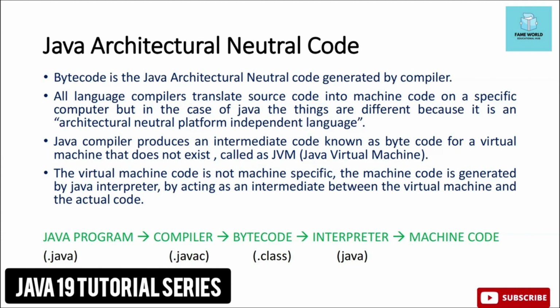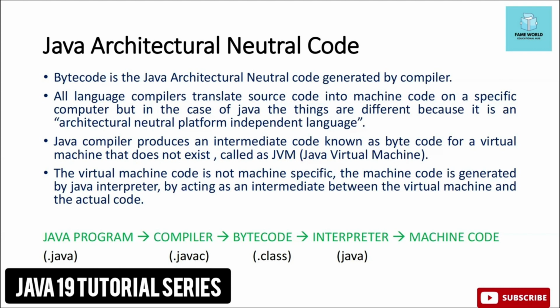So this code is actually making this programming language an architectural neutral programming language. In all languages, the compiler translates source code into machine code on a specific computer. But in the case of Java, things are different because it is an architectural neutral platform independent language. The Java compiler produces an intermediate code known as bytecode for a virtual machine that does not exist, which is known as JVM, or the Java Virtual Machine. And the virtual machine code is not machine specific. So the machine code is generated by the Java interpreter by acting as an intermediate between the virtual machine and the actual code.